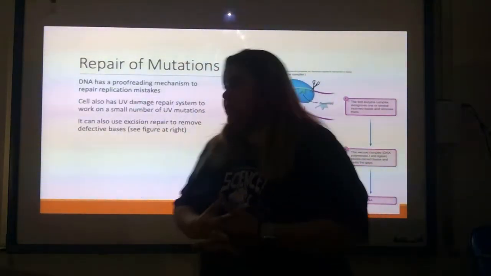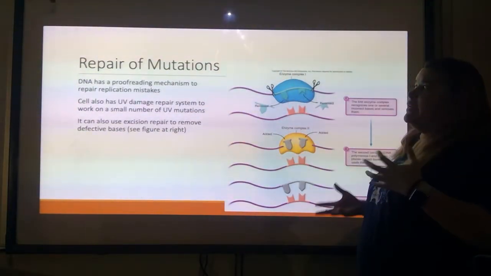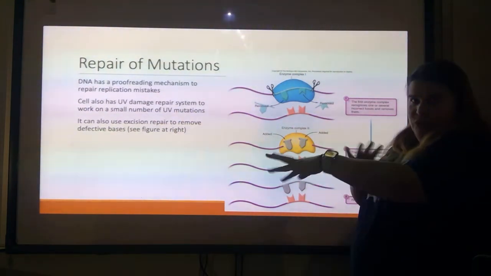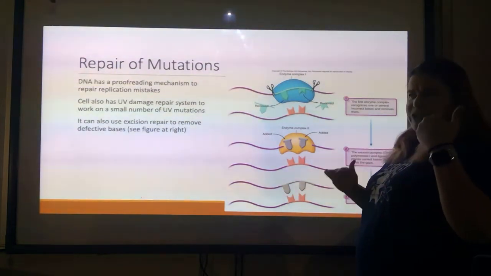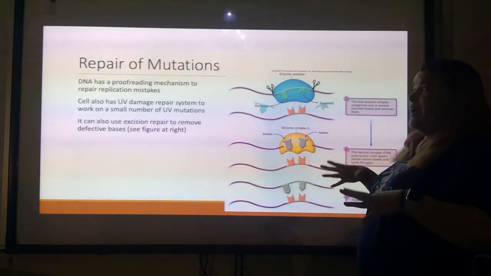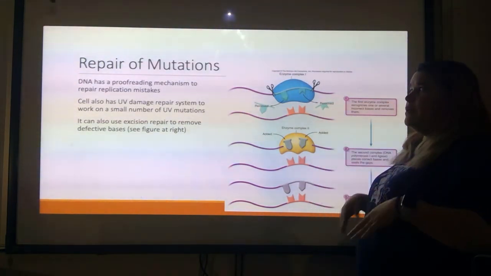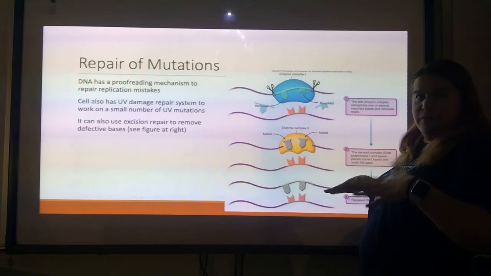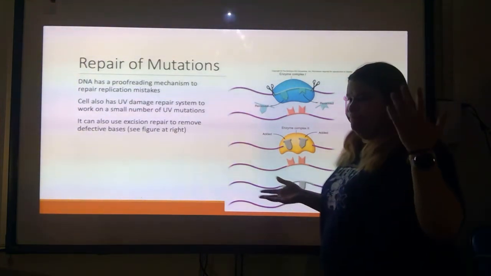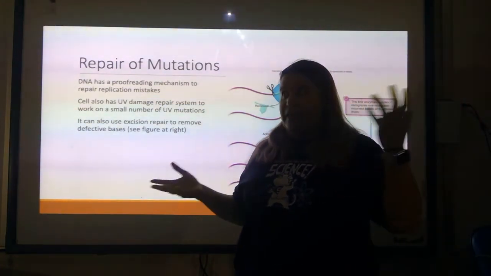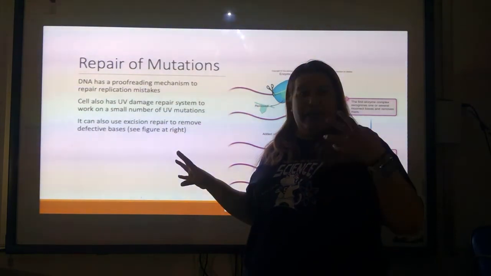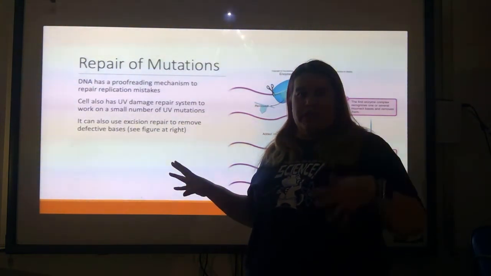The repair of mutations. DNA has a proofreading mechanism to repair replication mistakes. This is what I told you about, that it goes back and there's a dip, there's a bump, it goes, wait a minute, what? The cell also has UV damage repair systems to work on a small number of UV mutations. So going out in the sun for an hour, maybe once a month, we do have mechanisms in our body that are designed to try and repair those things.